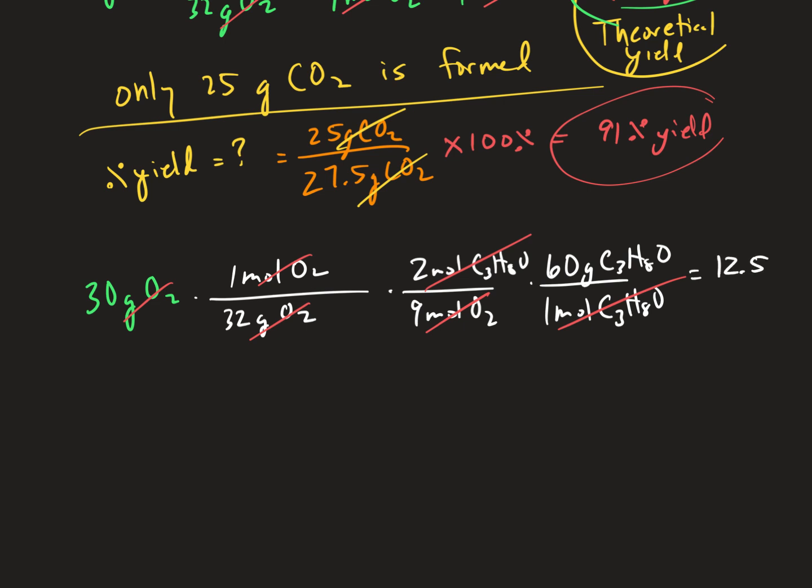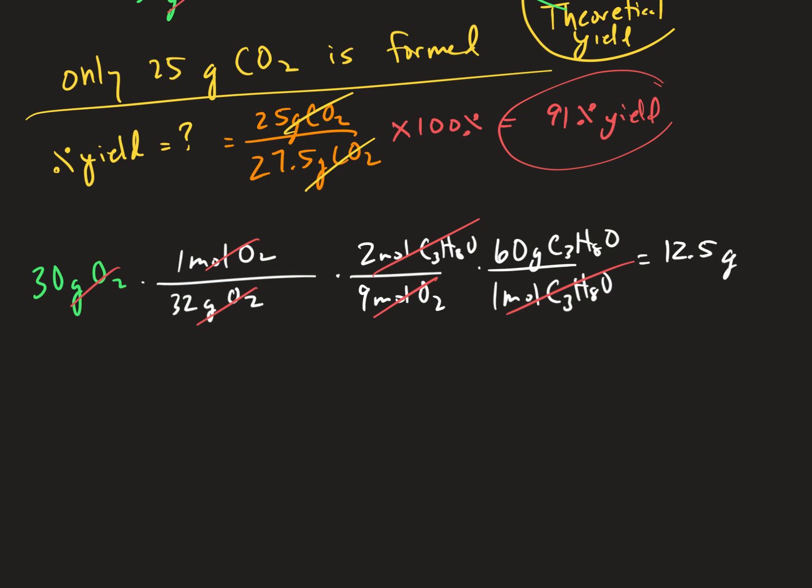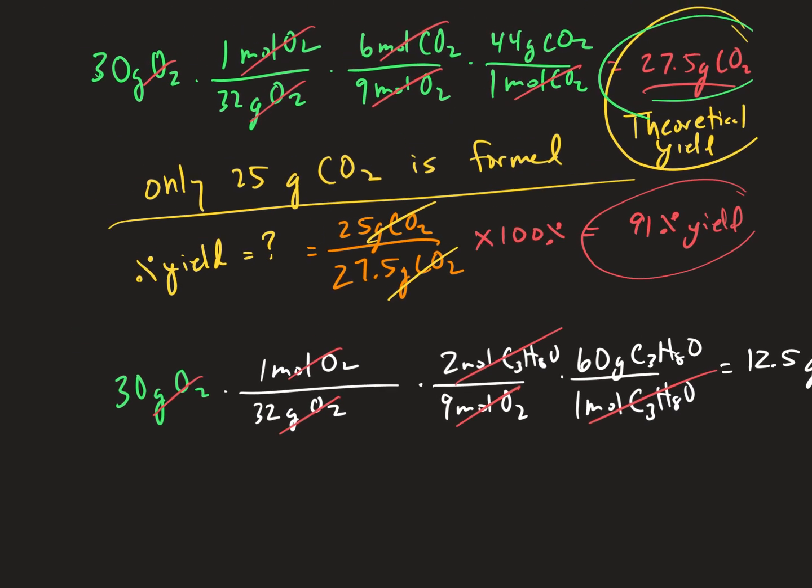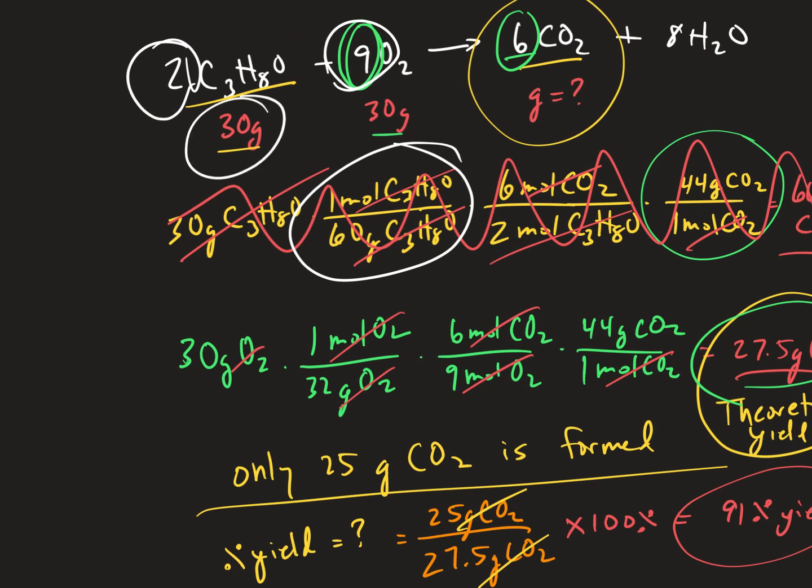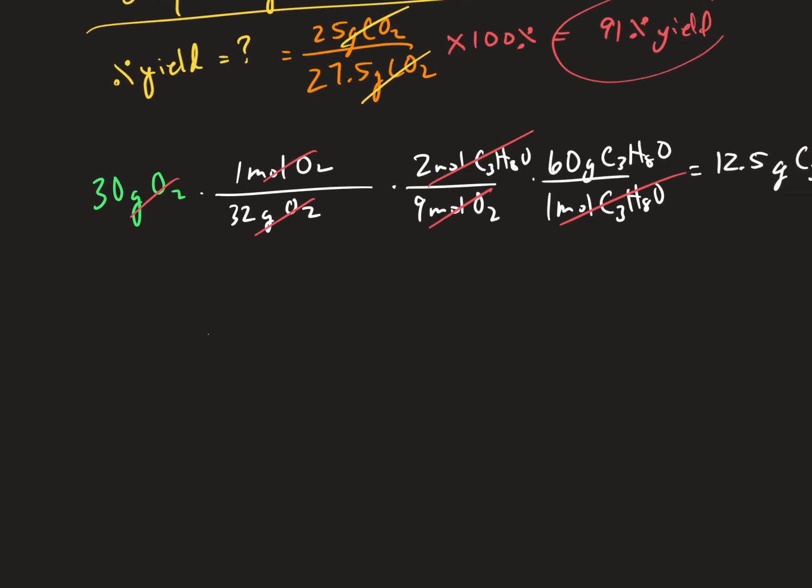12.5 what? Grams of C3H8O. Is that how much we have left? Not quite. What is that number? That's how much we theoretically need, right? That's how much we need. How much did we start with? 30 grams. So how much do we have left over? 30 grams minus 12.5 grams is 17.5. 17.5 grams. So be careful when you do all this.